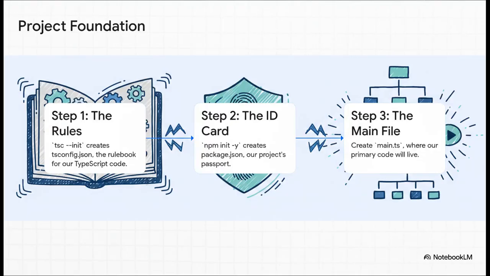Okay, so the first command we run is tsc --init. That creates our tsconfig.json file. Just think of this as the official rulebook for our TypeScript code. Next, npm init -y. This one generates a package.json file, which is basically our project's passport. It tracks all the important details and any external code we decide to use. And finally, we just create our main.ts file. That's where the core logic of our app is going to live. And just like that, our project's foundation is set.